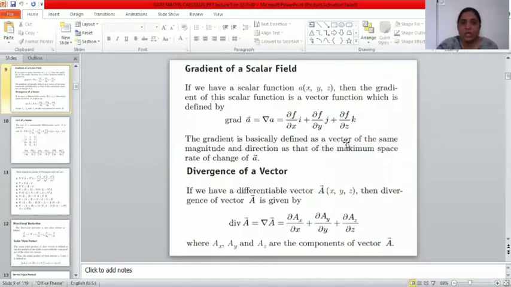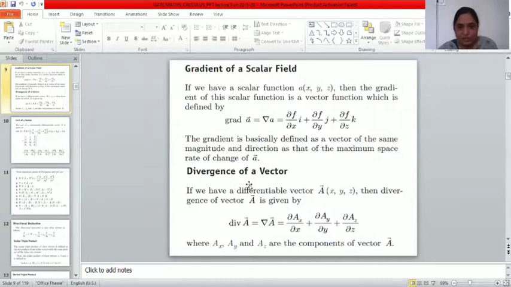Remember, gradient is basically defined as a vector of the same magnitude and direction as that of the maximum space rate of change. You have to just remember here that the gradient of a scalar field is always a vector field.